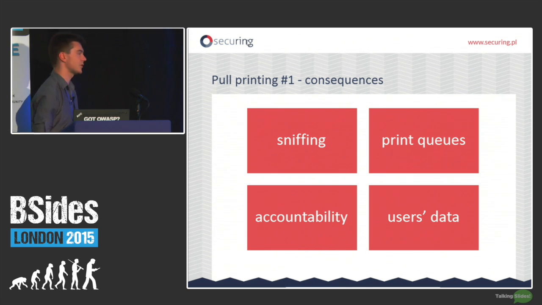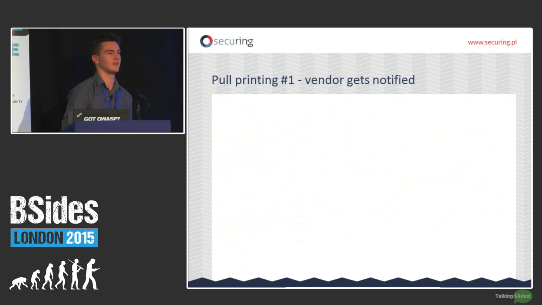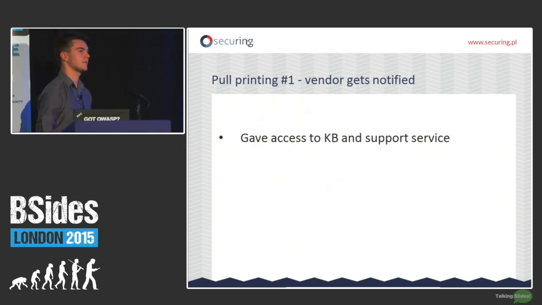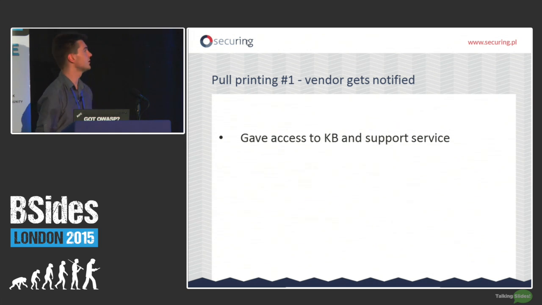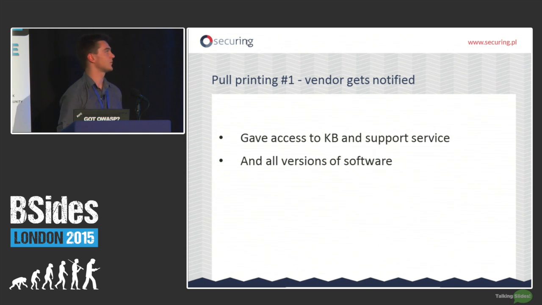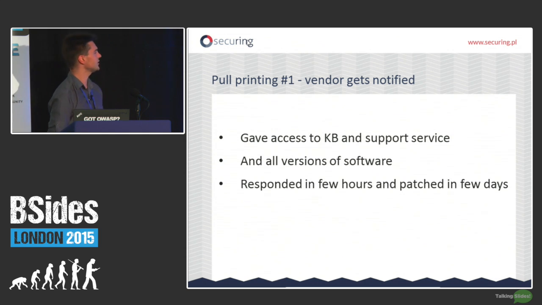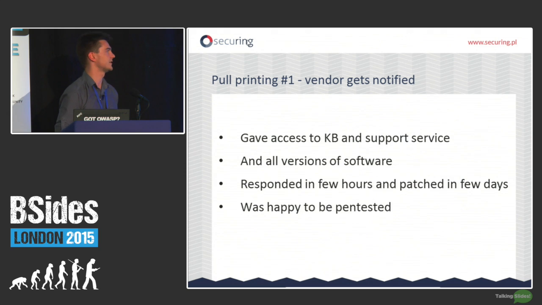And communication with this vendor was very nice. I mean, this is not very common. He gave us access to his knowledge base and the other versions of his software, because on his website there was only the educational version of his software. He had some enterprise pull printing solution for big companies, and he also wanted to see if it's secure. So we also found some vulnerabilities there. And he really liked that we pen tested him.